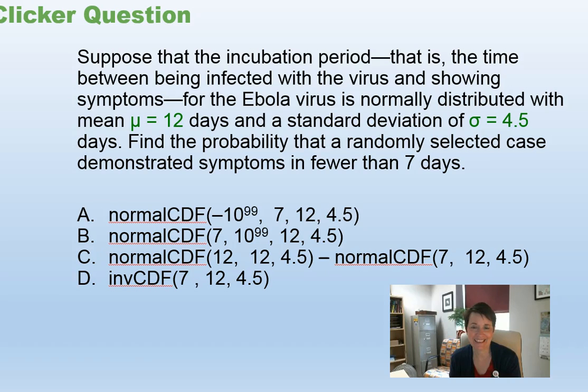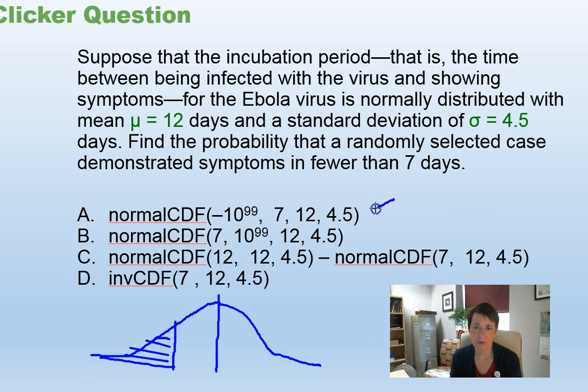Now I'm going to draw a picture, which I'm sure you either will or will not appreciate, but that's okay. This is my mean, which is 12, and we're talking about 7. A selected case demonstrates symptoms in fewer than 7 days. So we're interested in this area. Which of these is going to get me that area? Well, I'm going from negative large number up to 7. The one that says that is right here at A. Negative large number up to 7 with my mean and my standard deviation. The other ones do not show that.